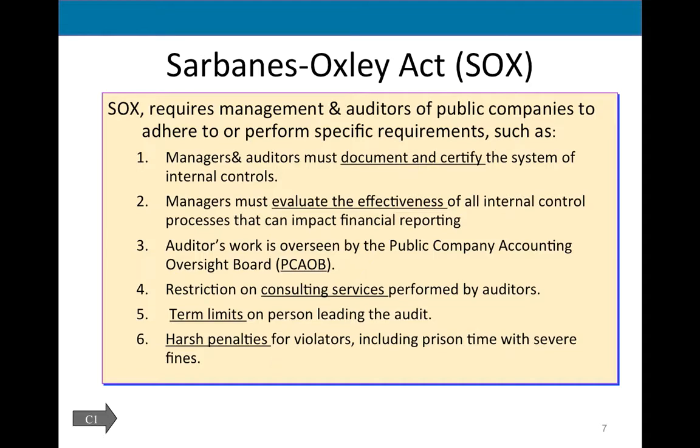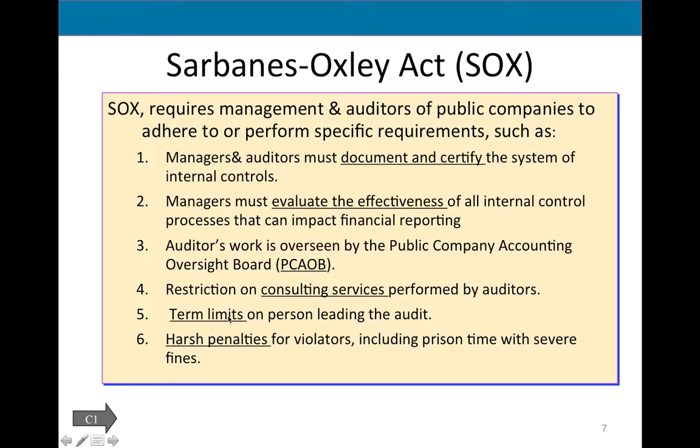In Chapter 1, we talked about SOX, the Sarbanes-Oxley Act, which was implemented by the US Congress in 2002. And these are some of the specific requirements, such as managers and auditors must document and certify the system of internal controls. The auditor's work is overseen by the Public Company Accounting Oversight Board. There is a restriction on consulting services performed by auditors. You cannot use the same CPA firm to consult you, to design your accounting system, and then to pay them again and for the same CPA firm to come in and do the audit. You have to separate those two. You have to employ different CPA companies.